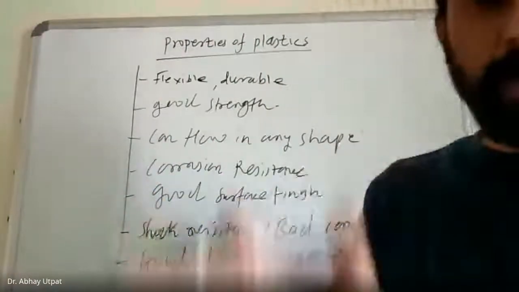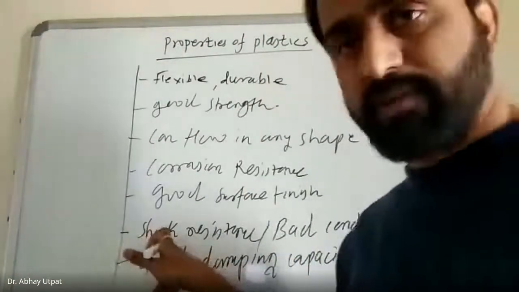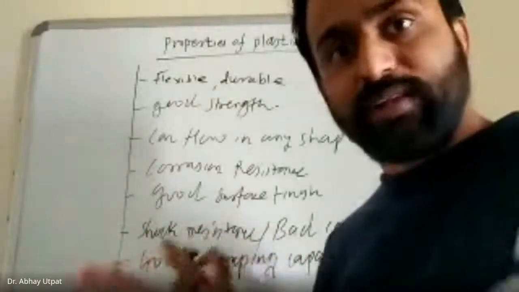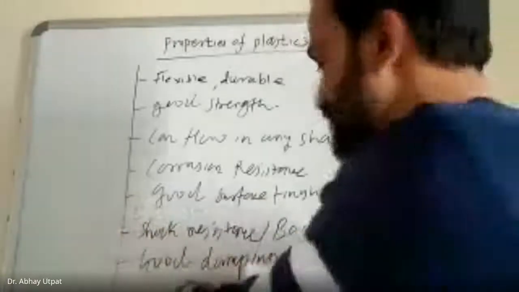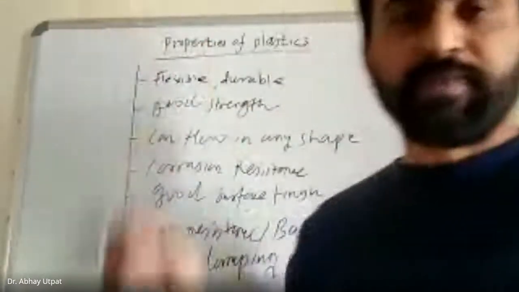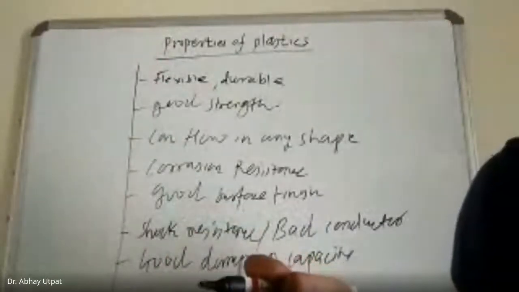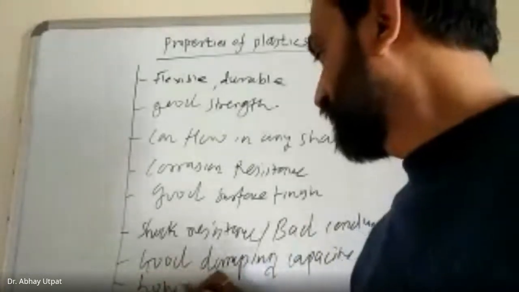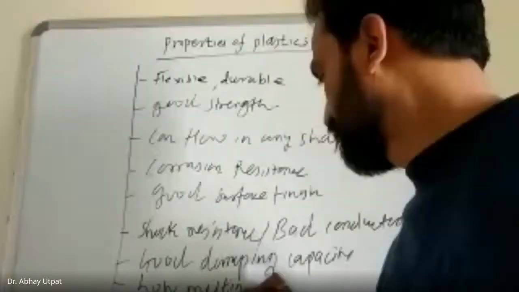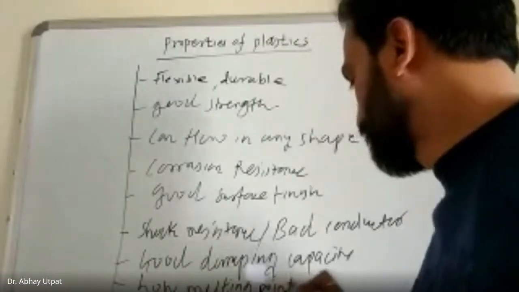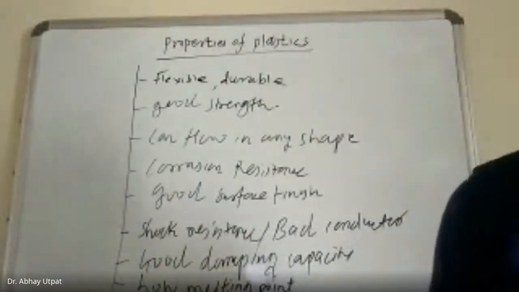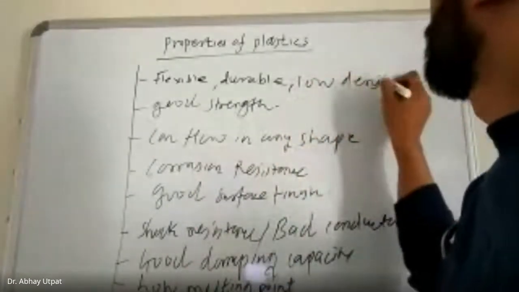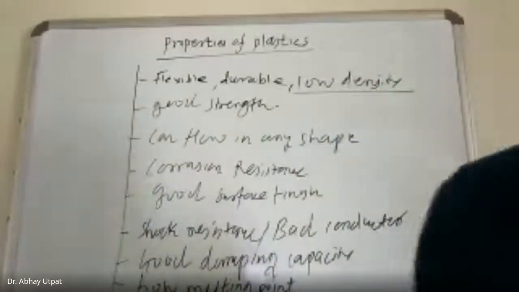This shock is different, friends. Actually, if you are talking about electric shock, then you can say shock resistance. And damping means whatever vibrations are produced, those vibrations are absorbed by the plastic material. And low melting point. Low melting point is one of the important properties. Low density. Low density is one of the important properties.